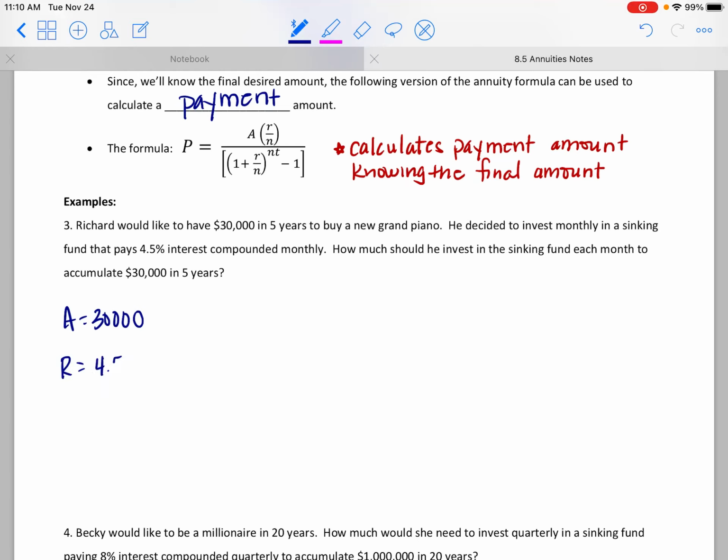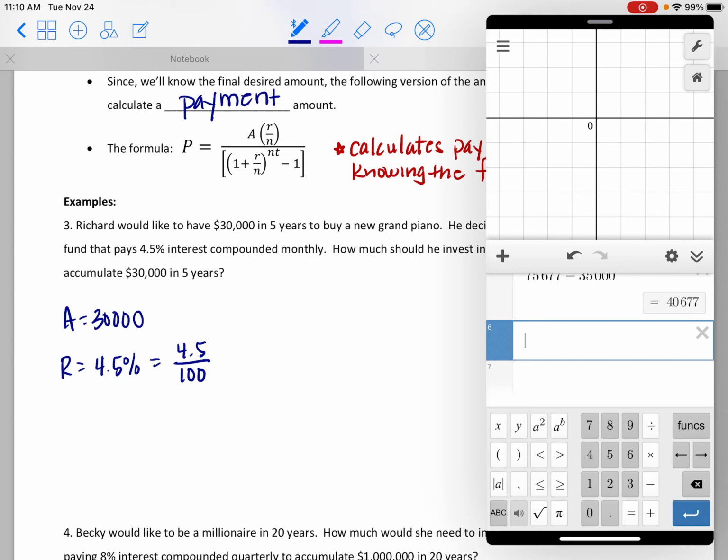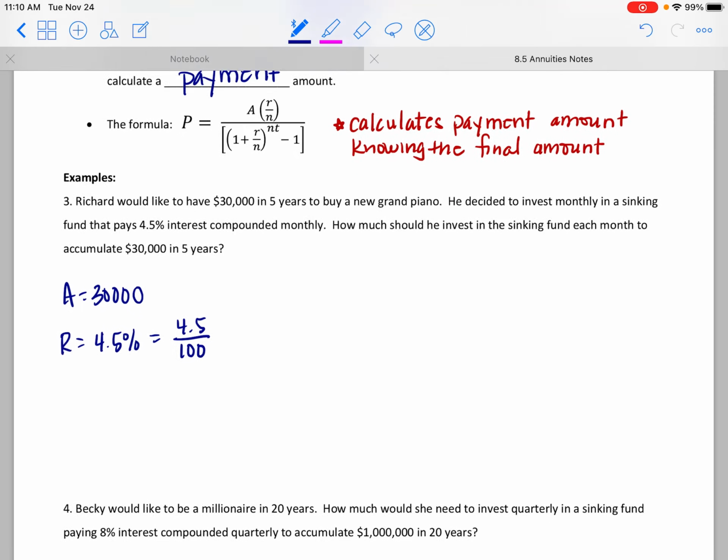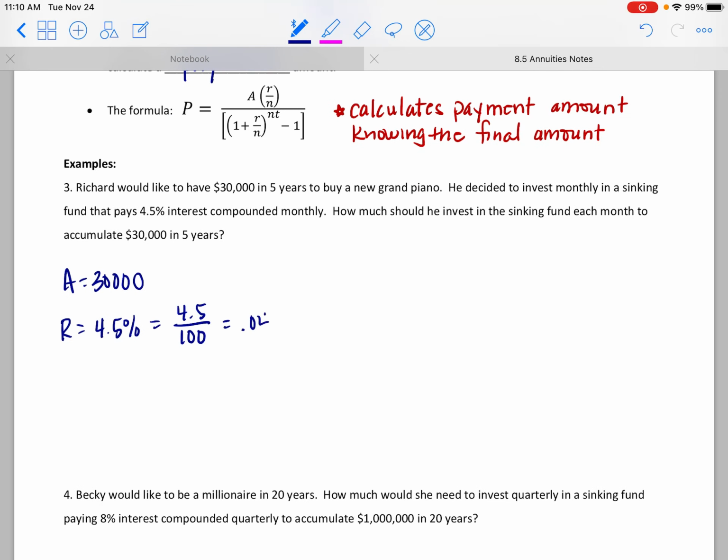So the rate is 4.5%. That translates to 4.5 out of 100. If you forget, remember that's the translation: percent means out of 100. So you take your number, put it out of 100, and then you can use Desmos to convert that to a decimal. That's how I'm doing that in my head, but that's how you can do it if you need your calculator for assistance. So 0.045. Compounding the interest monthly, making the payments monthly, means n is going to be 12, and the time here is going to be 5 years. So we have to figure out what is the payment amount. Every month, how much is he going to have to put in to get to his goal of $30,000?